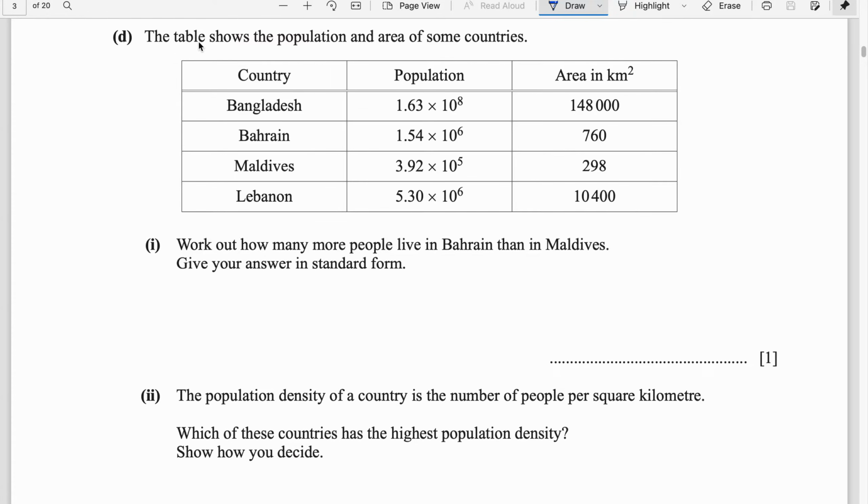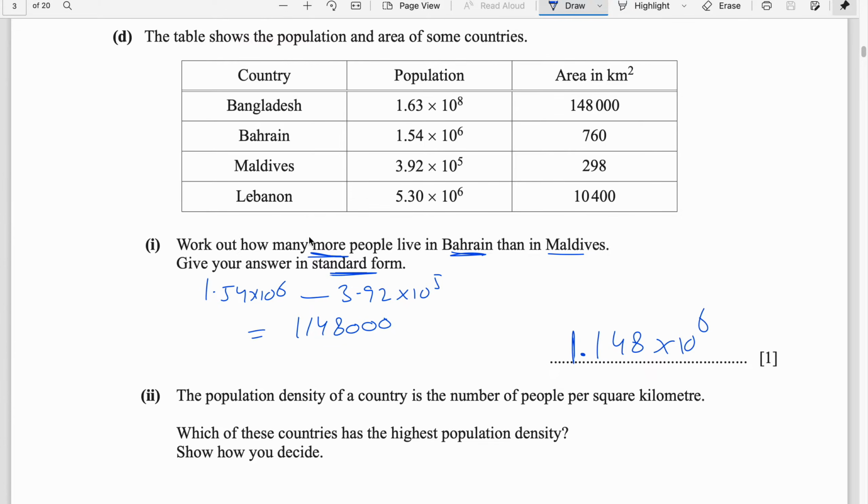D part. The table shows the population and area of some countries. Work out how many more people live in Bahrain than in Maldives. So Bahrain is 1.54 times 10 raised to power 6 minus Maldives is 3.92 times 10 raised to power 5. Difference is 1,148,000, and give your answer in standard form. So first digit, then decimal, 148. These are 1, 2, 3, 4, 5, 6, times 10 raised to the power 6.